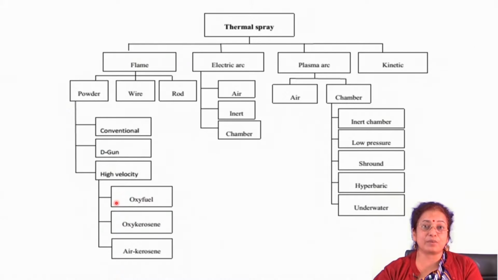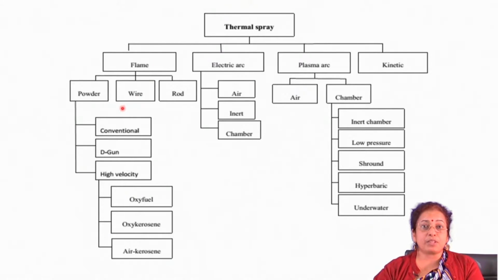for heat generation by burning. So, powder spraying may be conventional or detonation gun, depending on how you ignite the oxyacetylene fuel, and high velocity means the velocity is very high, above the sonic velocity. Again, your fuel might be different depending on the kind of heat you need for the generation of heat as well as for the development of the coating.